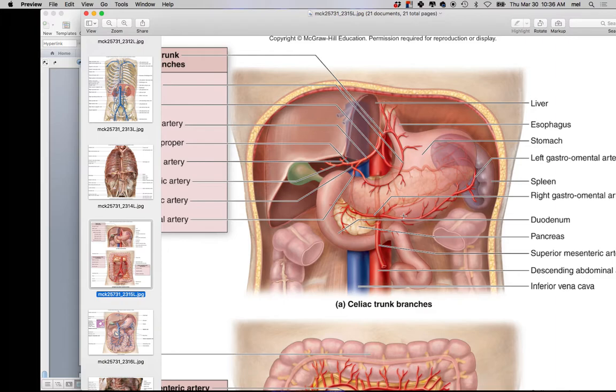But a lot of times those are hard to find. Okay. So common hepatic, then once it goes to the liver by itself, it's hepatic artery proper. Okay. There's two other branches. Again, just look at where they go.